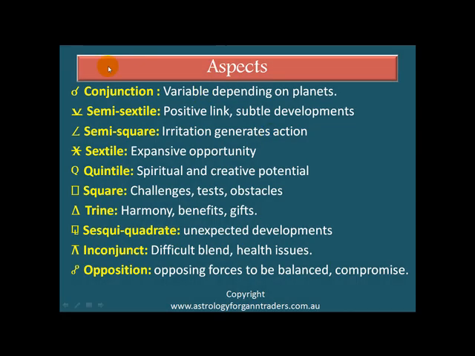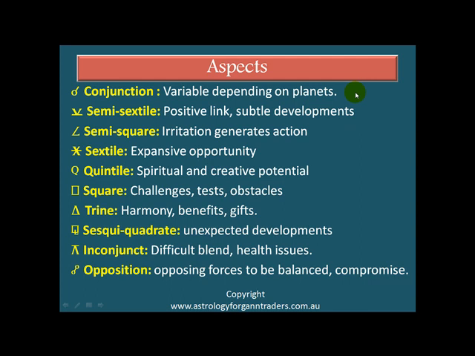So aspects, I'm just going to go through them on this list, and then we're going to look at each one individually. So the conjunction, the symbol, this is another thing, part of the language of astrology is learning these symbols of the aspects. So you've got another thing to stick up on the wall somewhere. So the conjunction is a variable depending on the planets.